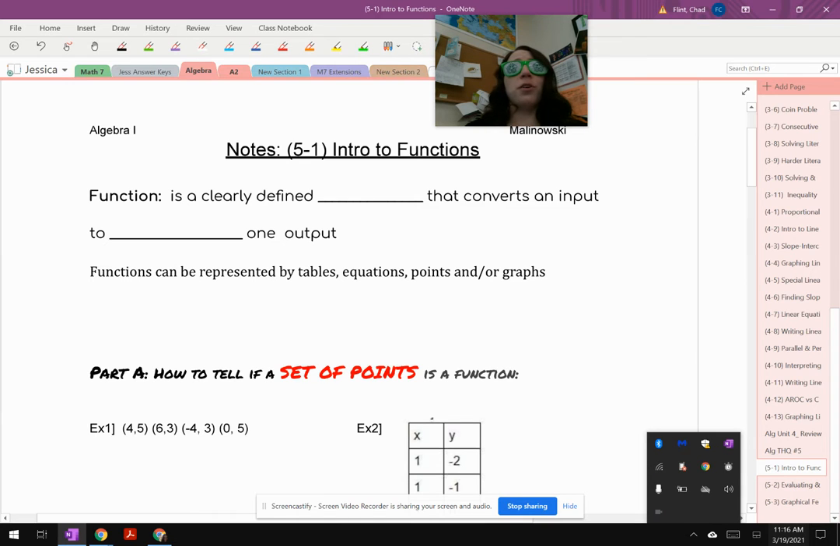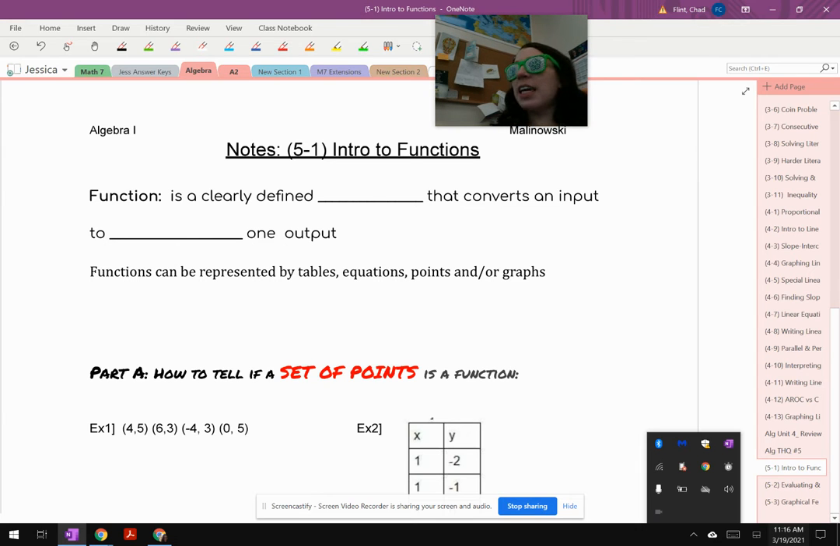So here we have our fifth unit on functions, which normally we'd be doing in December. But hey, COVID. So a function should be relatively familiar. You did go over this a little bit in 8th grade, I think. It's in the 8th grade curriculum.